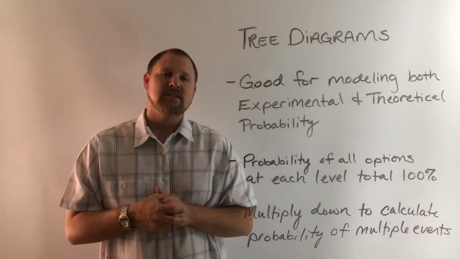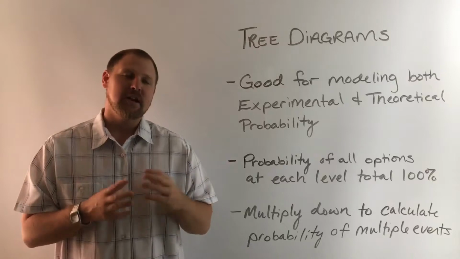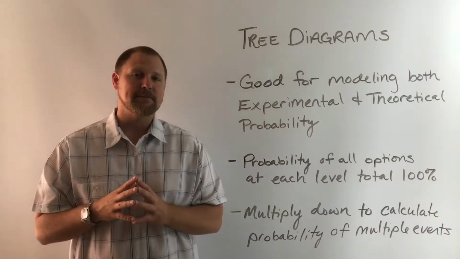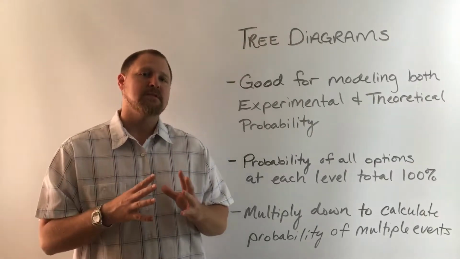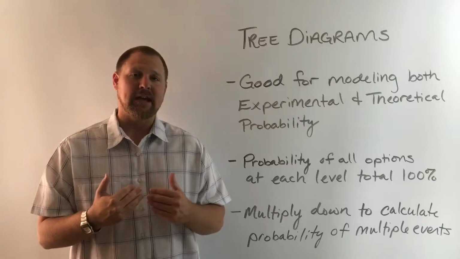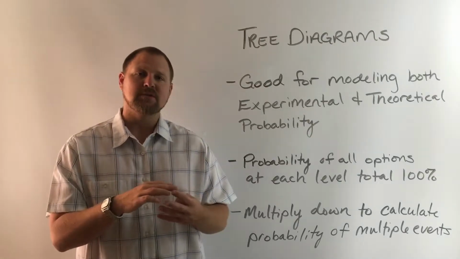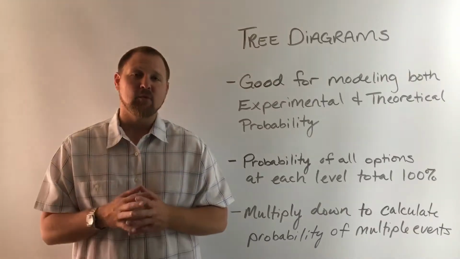The second section in Unit 2, modeling probability, is tree diagrams. Tree diagrams are good for modeling both theoretical and experimental probabilities. The probability of all options at a single level of the tree should add up to 100%. So if there are 4 options, then each of those 4 options should add up to 100%, 1 over 1, or a decimal value of 1.00.